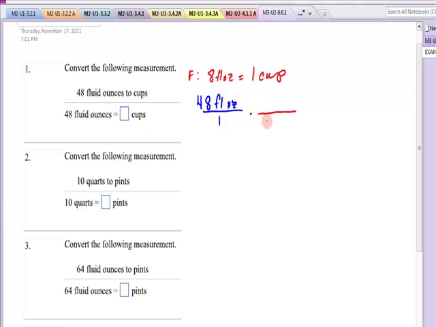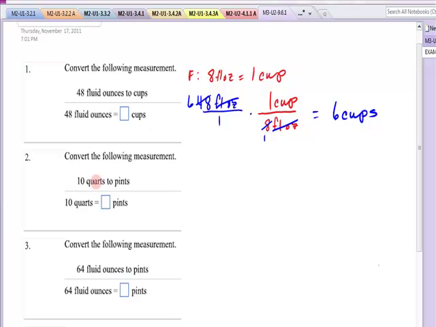I want fluid ounces to go away. So 8 fluid ounces, not on top, fluid ounces down here, so those will cancel. And 1 cup will have to be on top. You know that you've set it up correctly because the units you want to get rid of are gone. The numbers divide. 8 goes in there once, 8 goes in there 6 times, and you're left with 6 cups.